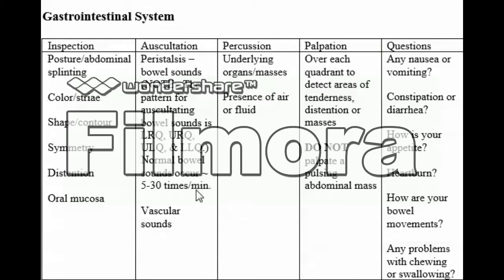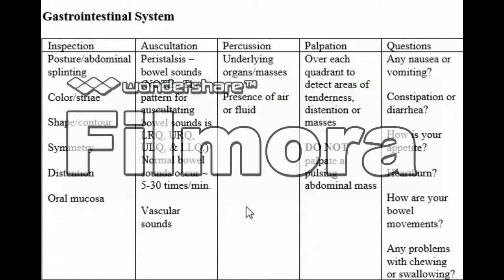Normal bowel sounds occur approximately 5 to 30 times per minute, and these are gurgling sounds that you'll hear. Okay. Bowel sounds are either, of course, normal, which is 5 to 30 times per minute. You can have hypoactive bowel sounds, which you hear less than 5 per minute. Use of narcotics, a paralytic ileus, bowel obstruction, or peritonitis can cause this, and it's an indication of decreased peristalsis.